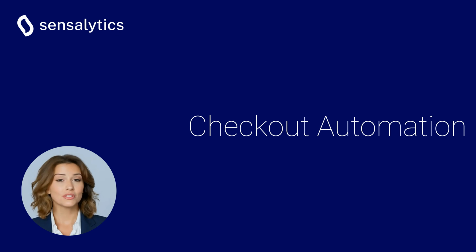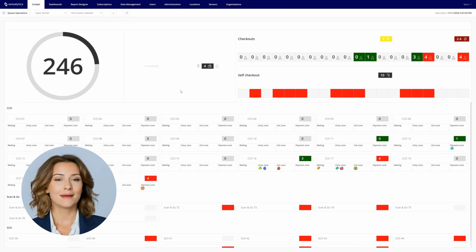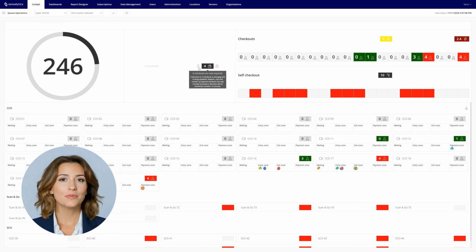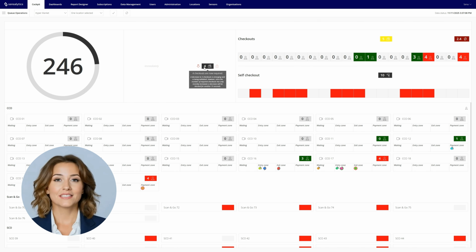Let's go deeper into our checkout recommendation detection. Sensalytics tracks and predicts the situations at every checkout. You define the queue length and waiting times you accept, and Sensalytics checks these numbers all the time. As soon as we see an oversupply or too few open checkouts, we react. Integrated into the in-store communication system, Sensalytics schedules cashiers in real time.